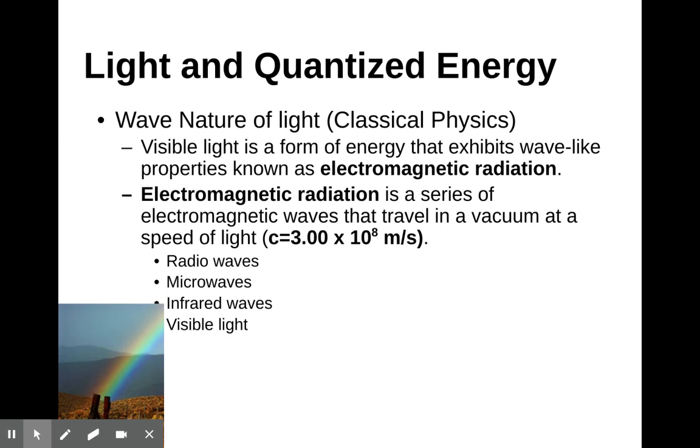Light is a form of energy that exhibits wave-like properties, known as electromagnetic radiation. This is kind of classic physics. Electromagnetic radiation is a series of electromagnetic waves that travel in a vacuum at the speed of light. That speed of light is 3.00 times 10 to the 8th meters per second. Speed is just a simpler term for velocity.